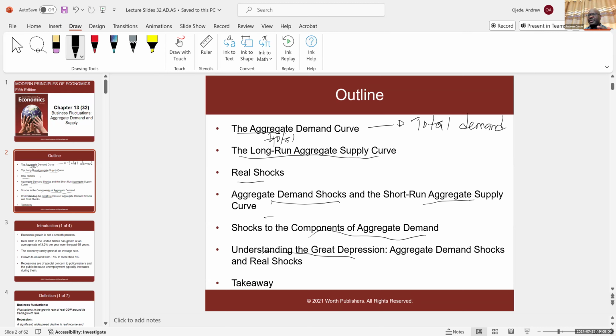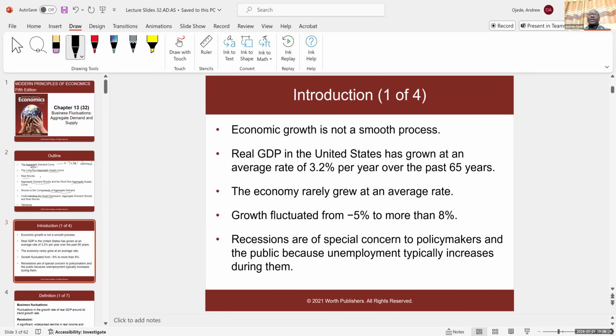The Great Depression happened from 1929 through 1933 when Herbert Hoover was president. So we're going to talk about how aggregate demand shocks and real shocks played a role in amplifying that great economic downturn, which became known as the Great Depression. And then, of course, we're going to talk about some takeaways.